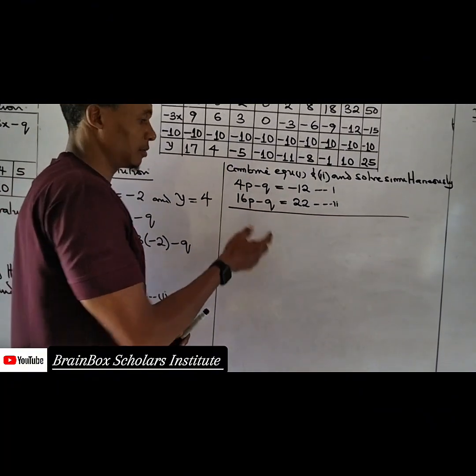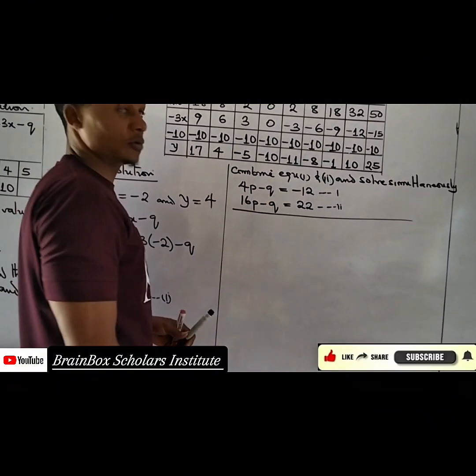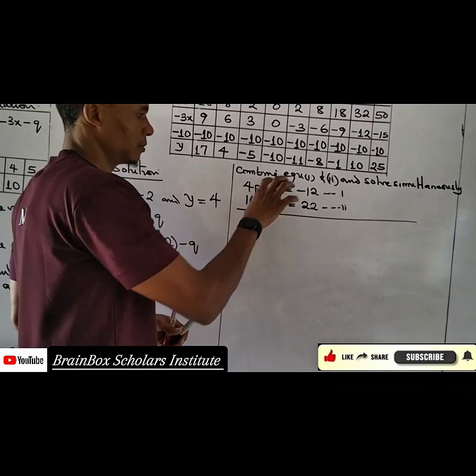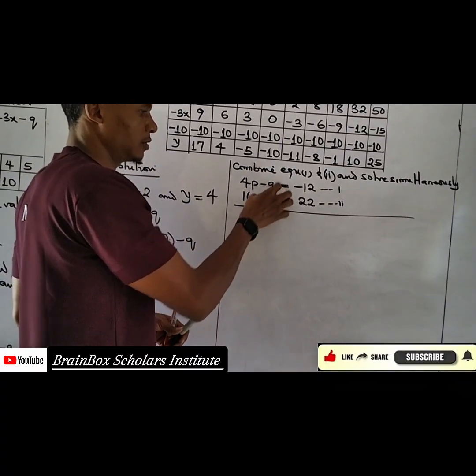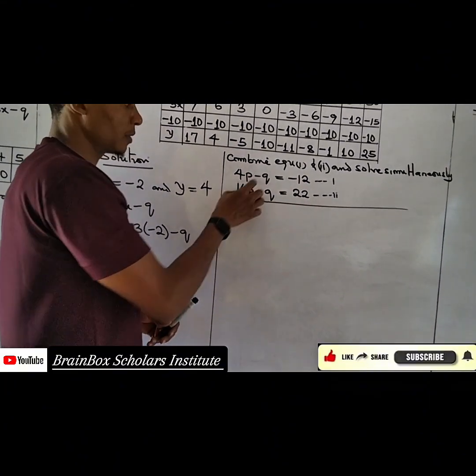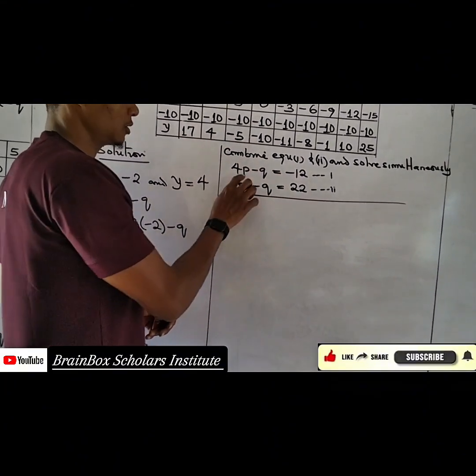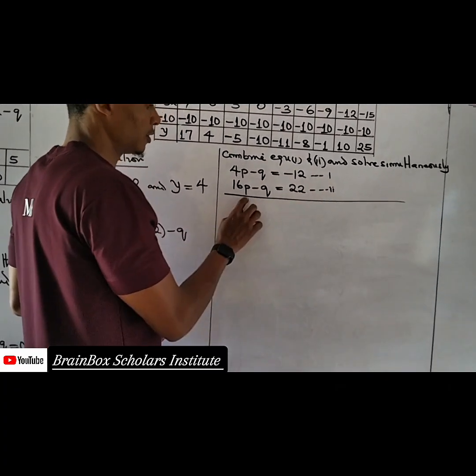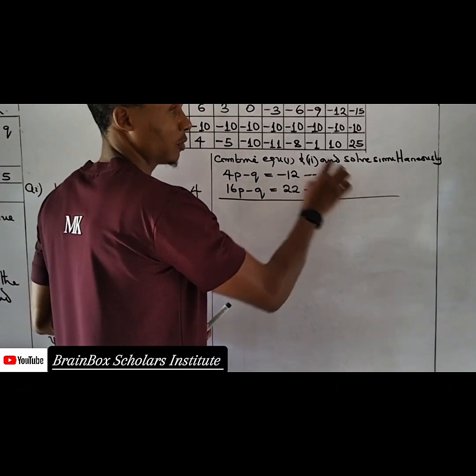They are the same. So if they are the same, I will eliminate. But in a situation whereby the two don't have the same coefficient, what do I do? I will interchange the coefficients. The coefficient of P here will go and multiply equation 2, and the coefficient of P here will go and multiply equation 1.